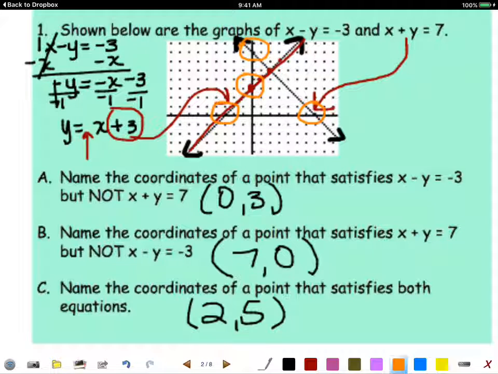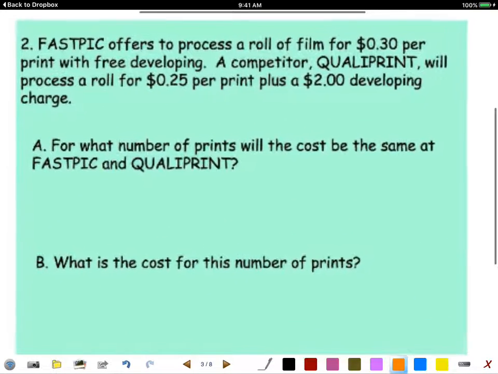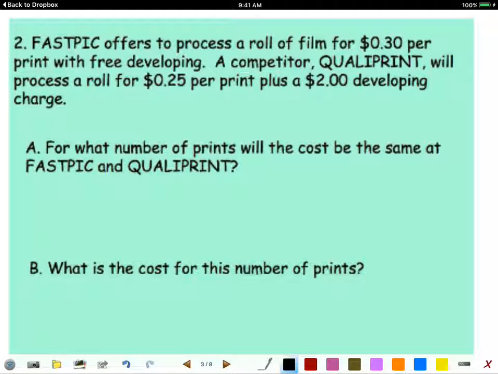Okay, very good. Let's go on to the next one. All right, number 2. Now we're actually going to set up our own equation. So I really want you to pay attention here. There are two types of ways that we're going to focus on setting up equations today. So let's go ahead and just read through number 2.